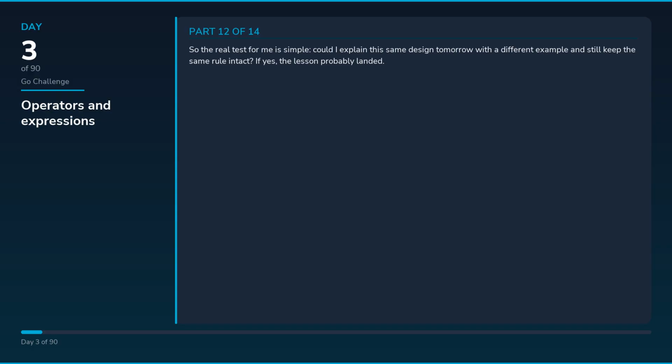So the real test for me is simple: could I explain this same design tomorrow with a different example and still keep the same rule intact? If yes, the lesson probably landed.